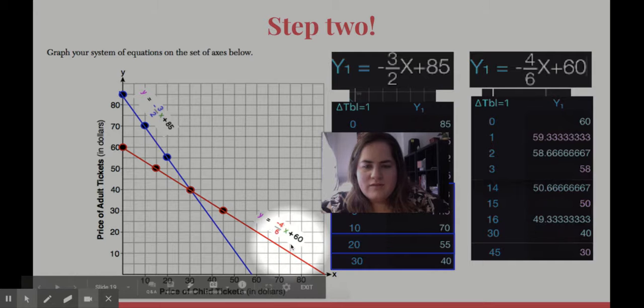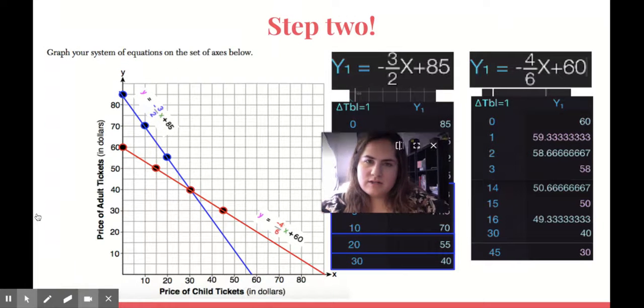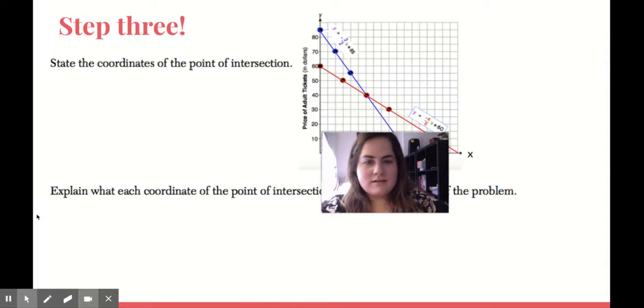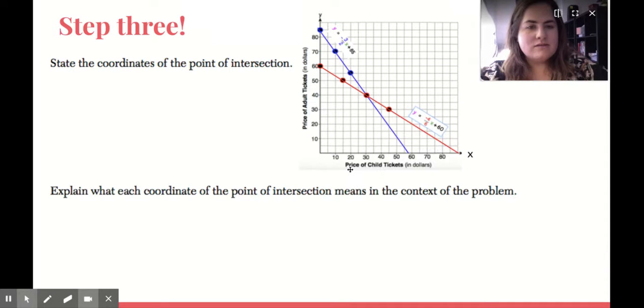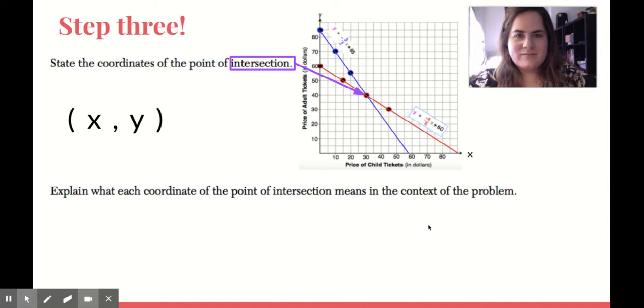Okay, so we have our 2 lines graphed here. Do we see an intersection? Yes, and they're going to ask you all about that. So state the coordinates of the point of intersection, which is right there. What's my x and y? If you said 30, 40, you are correct.